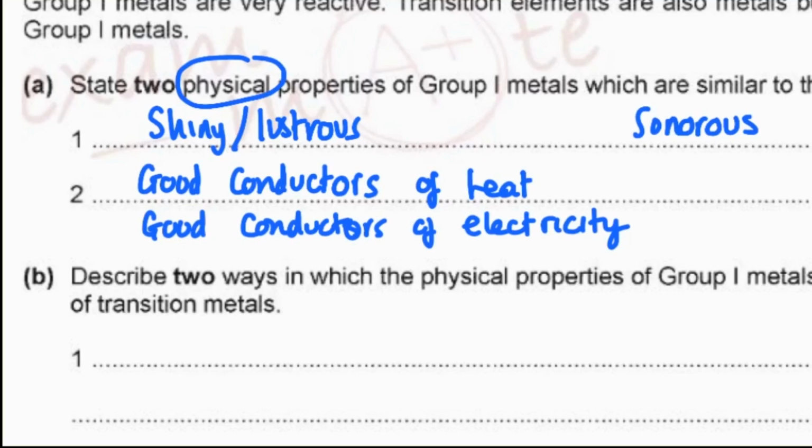Whereas you can just look if something is shiny and lustrous, or you can just tap it to see if it's sonorous. You don't need to change the metal in any way. Same with good conductors of heat and electricity. We're not changing the metal, we're just hooking it up to a power source and seeing if it conducts the electricity, or hooking it up to a heat source and seeing if it conducts the heat.